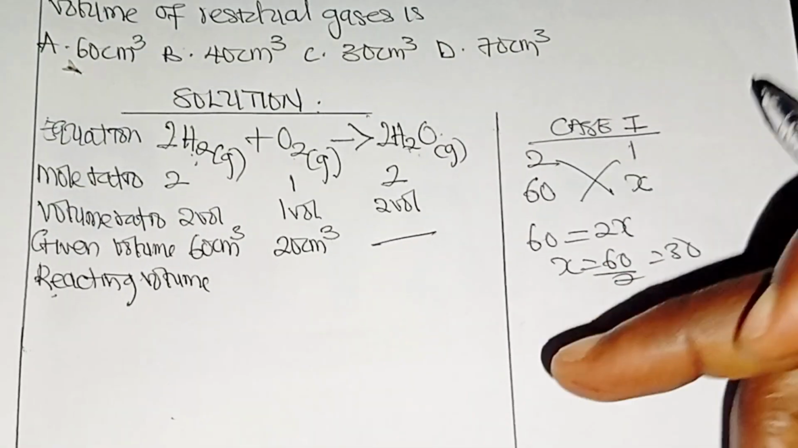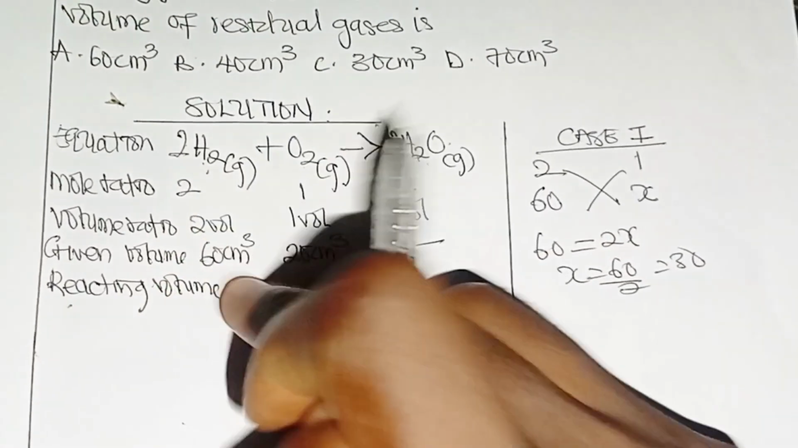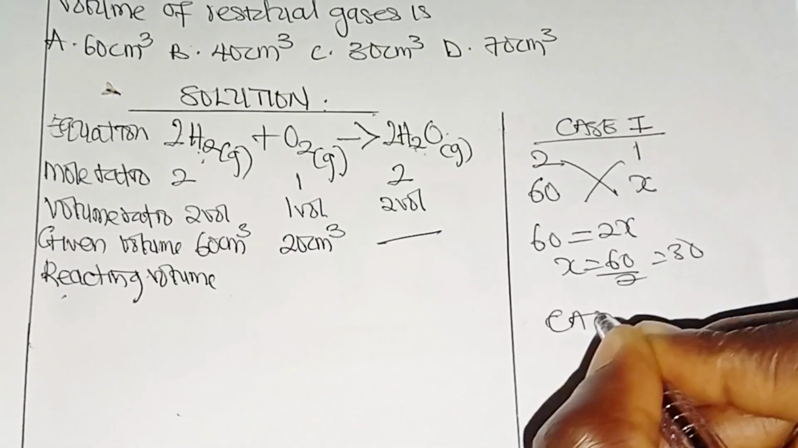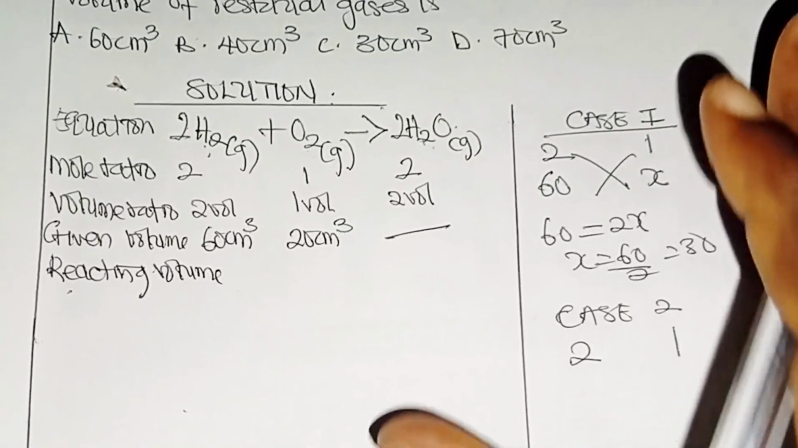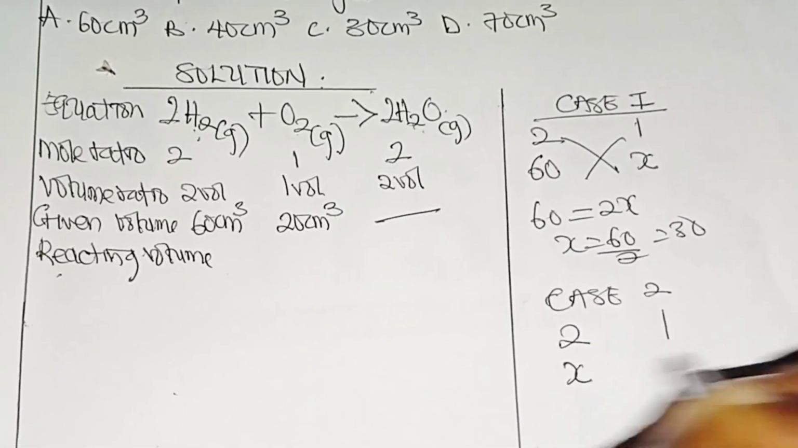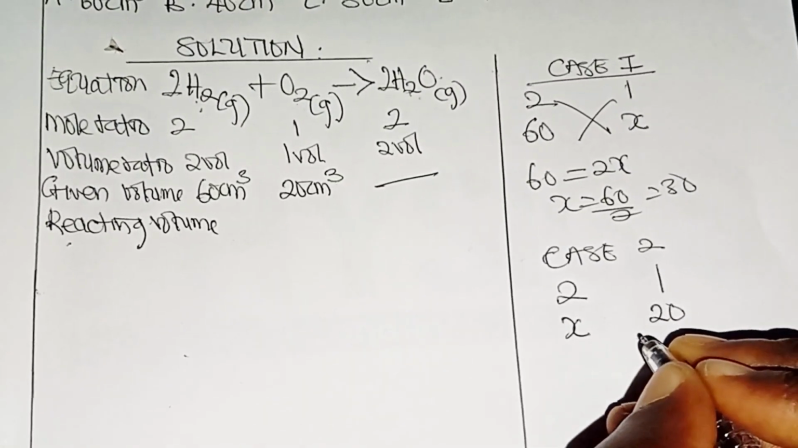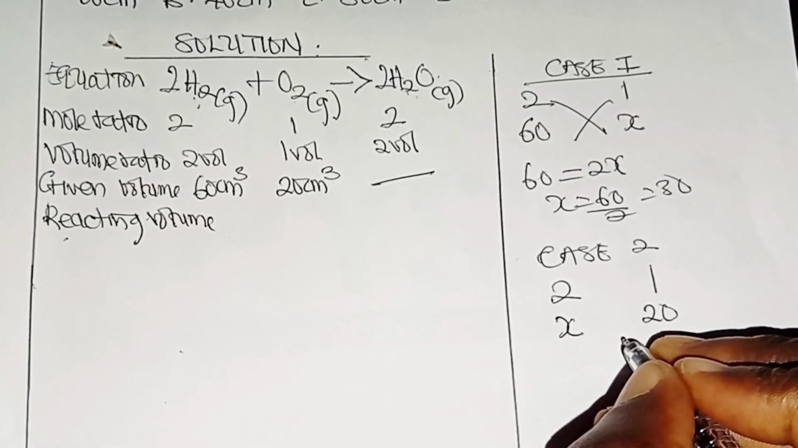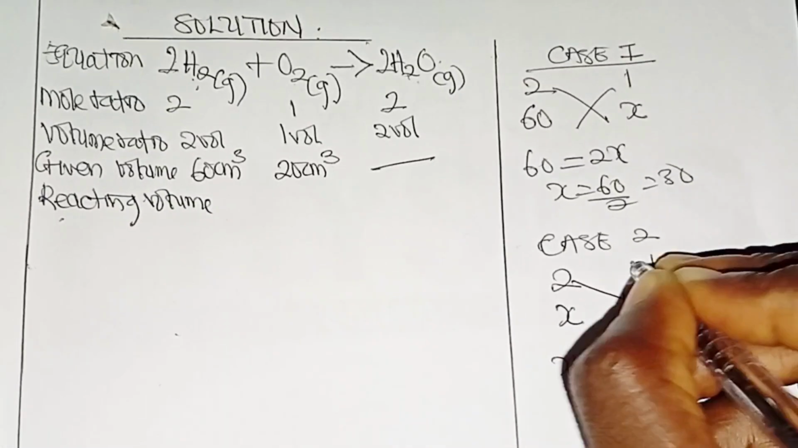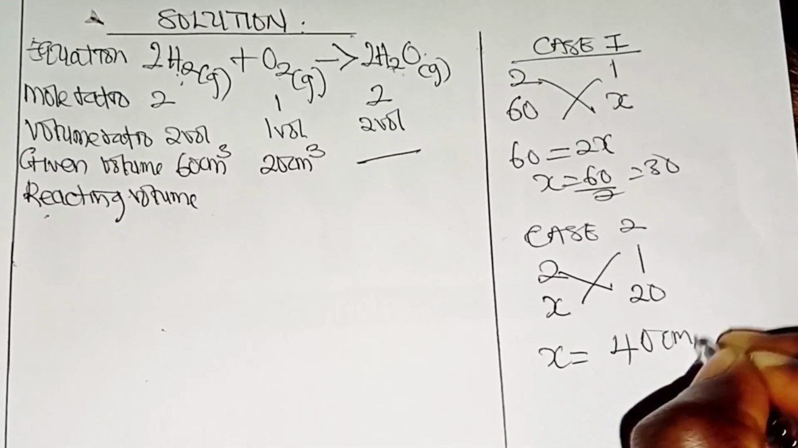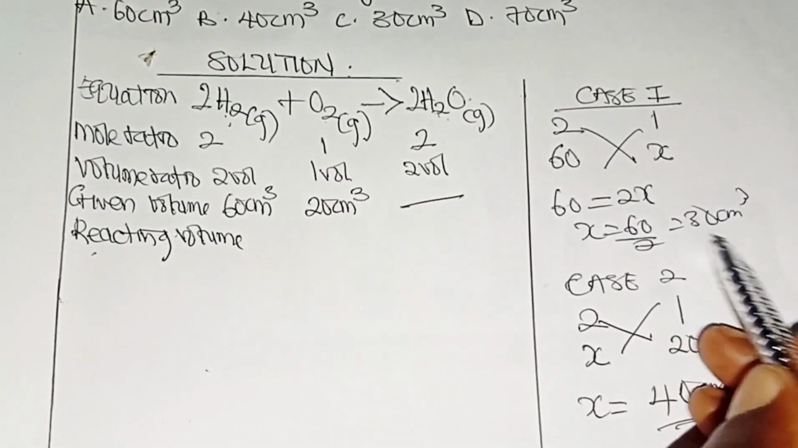I will repeat this step, but in case 2, I'll write out the given volume of oxygen, then represent hydrogen with a variable. Case 2, volume from the equation. Now I'm representing hydrogen with a variable, then I'll write out the given volume of oxygen. So when I make x subject of formula, 40 cm cube. Now note, for oxygen, I got 30 cm cube.